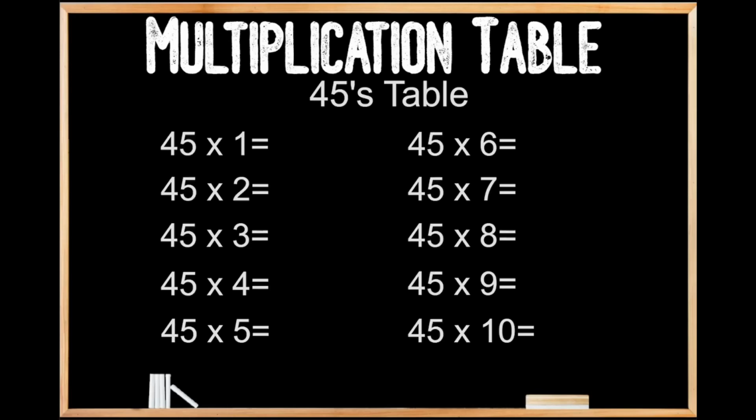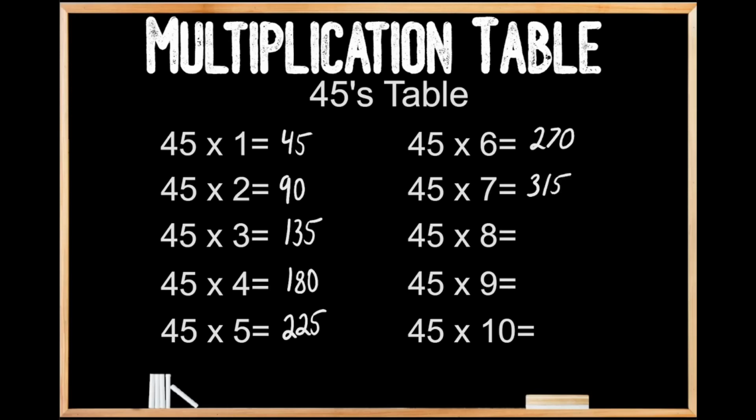45's table. 45 times 1 is 45. 45 times 2 is 90. 45 times 3 is 135. 45 times 4 is 180. 45 times 5 is 225. 45 times 6 is 270. 45 times 7 is 315. 45 times 8 is 360. 45 times 9 is 405. And 45 times 10 is 450.